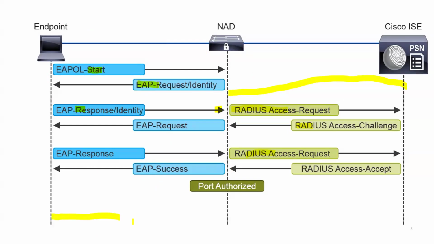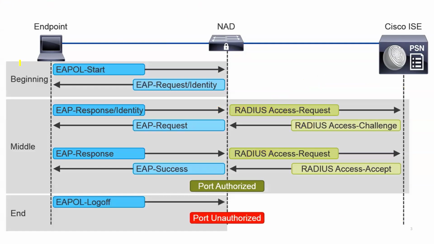Somehow this will get extended, obviously with the EAP protocol, from the endpoint up to the Cisco ISE. So now you can see in this diagram, that's the beginning of the authentication, EAPOL start. Then in the middle, how the request is going on. So now I am sending the request to the switch, and the switch is carrying the request to the ISE. Then ISE authentication is happening in between them.